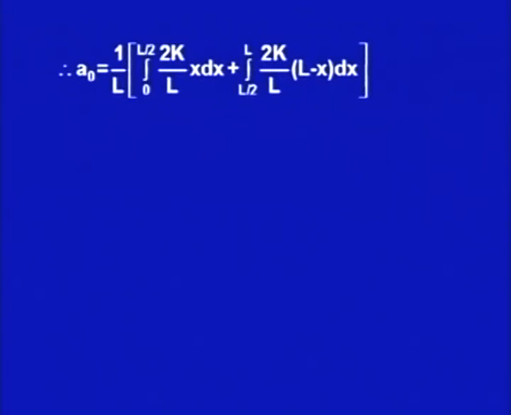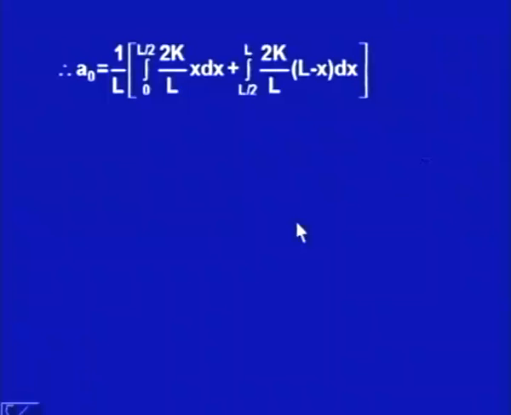So, the function is defined in 0 to L, which has been broken up into two parts, 0 to L by 2 and L by 2 to L. First the integral a naught: 1 by L integral 0 to L f(x) dx. So, 1 by L integral 0 to L, that we will break up into two parts, 0 to L by 2, where the function is 2k by L x dx, and from L by 2 to L the function is 2k by L into (L minus x) dx.